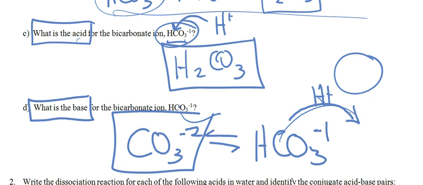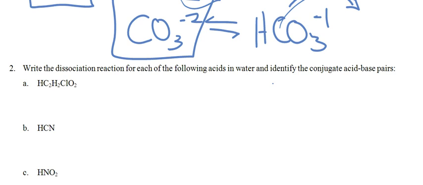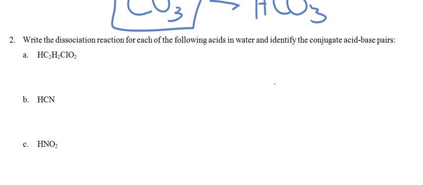All right, number 2. It wants you to write the dissociation reaction for each of the following acids and water and identify the conjugate acid-base pair. So, okay, and I saw a lot of weird things on the review today. One thing I want you to do, make sure you're reading the question. Okay, so it says for the following acids, and they're actually in water.